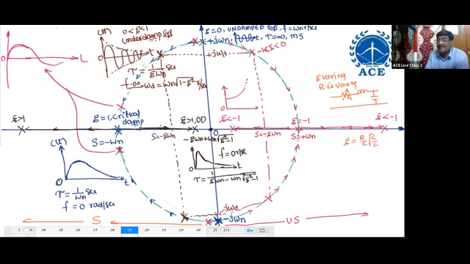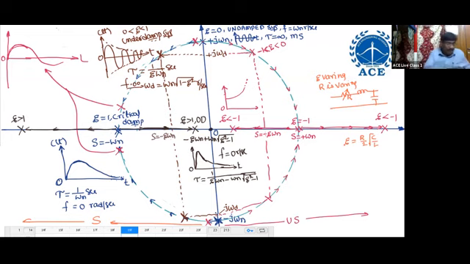But the right-hand side is only theoretical analysis, because zeta can never be negative. Practically, zeta is always positive, because R is positive, C is positive, L is positive. So zeta is always positive. That means the poles always lie in the left-hand side only. For theoretical analysis only, we draw poles on the right side.